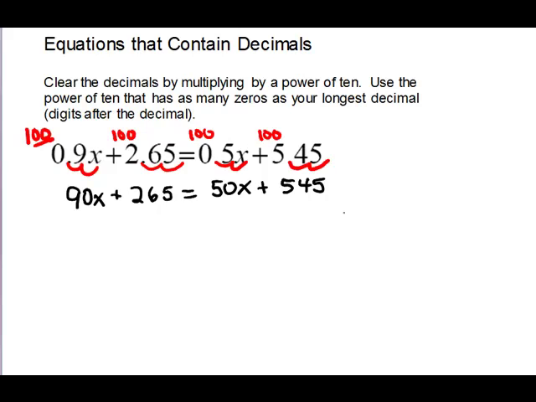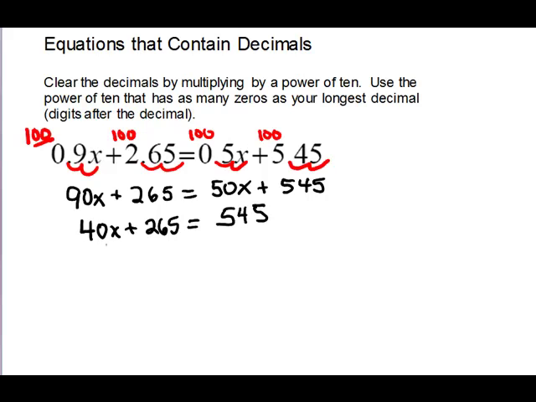From here we have a regular linear equation. We will isolate the variable. We do have x on both sides, so we need to get rid of one of the x terms. I would probably choose to get rid of the 50x. This is a nice step to learn to do in your head because it's so much writing. So if I have a positive 50x to make it cancel, I need to subtract 50x from both sides. So 90 minus 50 will give me 40x plus 265 equals 545. This 50x is gone, it canceled.